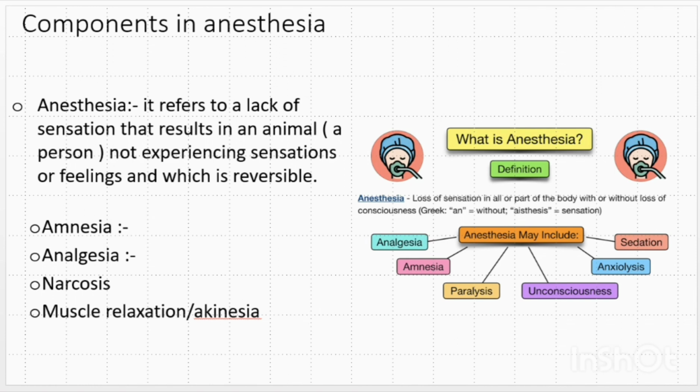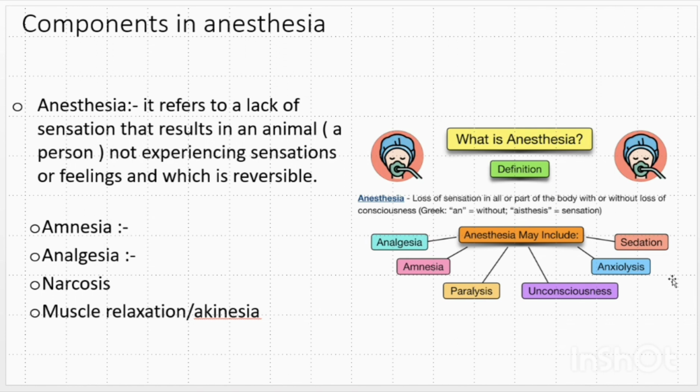Next is the term sedation. Sedation means sleep only. The patient will be asleep in general anesthesia, and sometimes in spinal anesthesia also. If the patient is uncomfortable, they will give mild sedative drugs which calm the patient and put the patient in sleep mode. So these are the main components used in anesthesia.